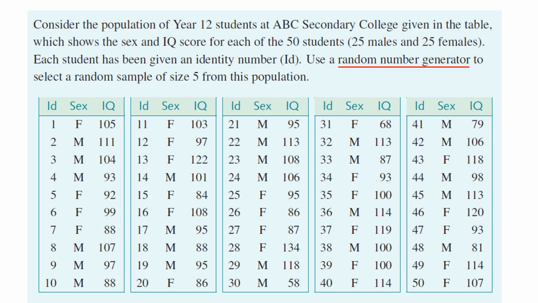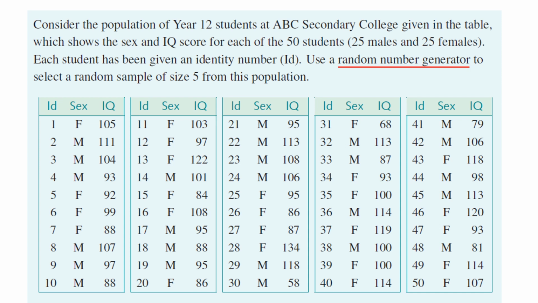Okay, so look, here's a very contrived example. We've got 50 students who go to ABC Secondary College. This is an example from your textbook. Exactly 25 males, 25 females. And we've recorded their gender, their sex, and their IQ. Now what we're going to do is try to draw inferences about the ABC population by taking samples of 5 from that population of 50.